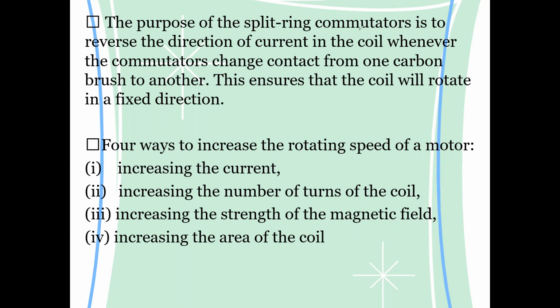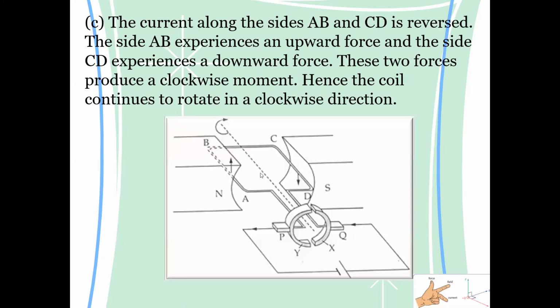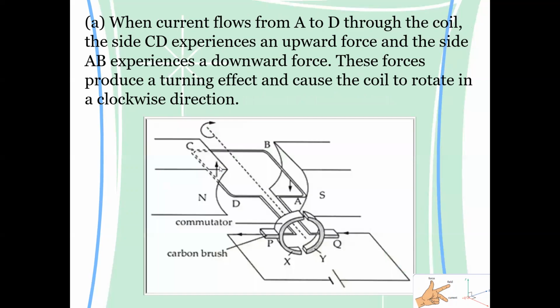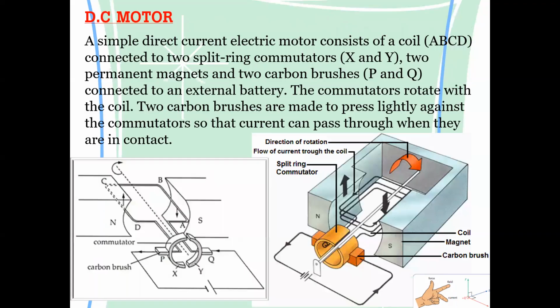As you can see, if we are using only one turn, it will rotate but not fast. What we can do is have more turns, like a greater length of wire in a magnetic field. As a result, when we have a greater number of coil turns of a wire in a magnetic field, it will experience greater force and it will rotate faster.